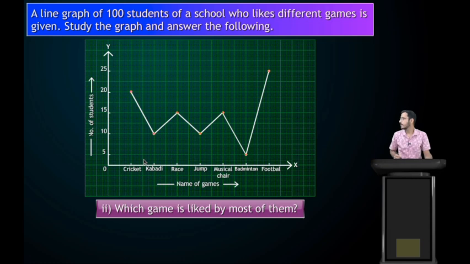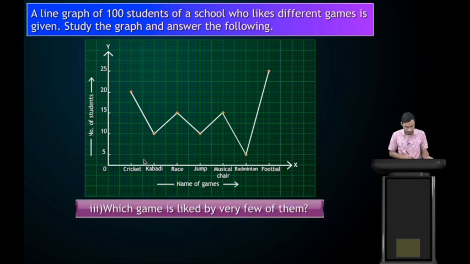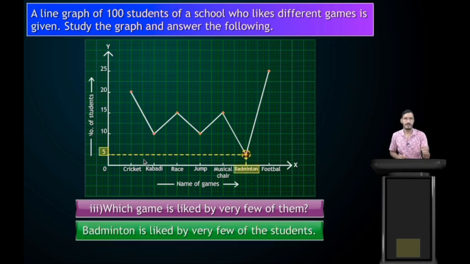Now the next question: which game is liked by most of them? You can see the line graph. There is football, and the number of students is 25 here. So football is liked by most of the students. Next one: which game is liked by very few of them? Here you can see the minimum point of the line graph, that is 5, and the game is badminton. So badminton is liked by very few of the students.